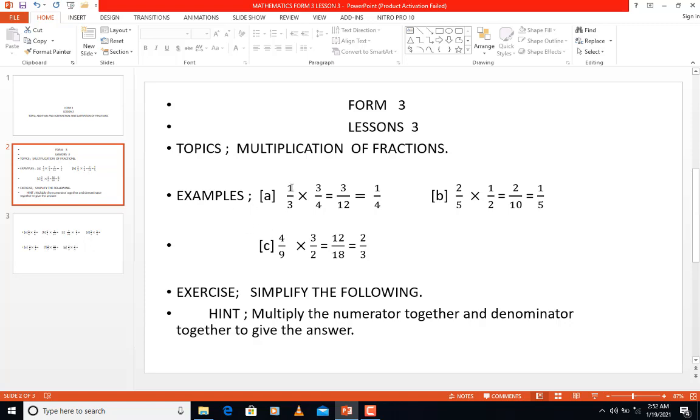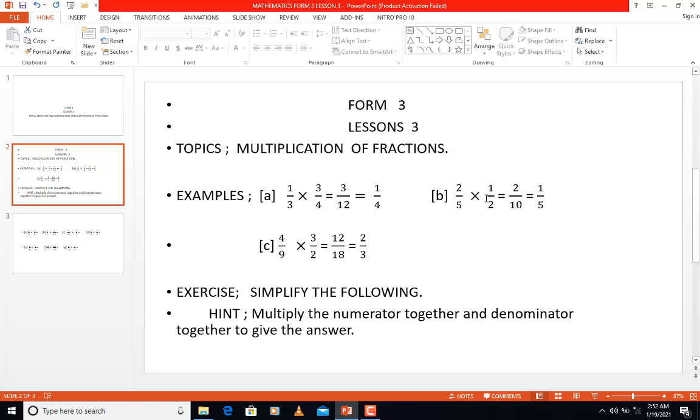Let's look at it. We can say 1 multiplied by 3 gives us 3. 3 multiplied by 4 gives us 12. Now 3 over 12 can be simplified to its simplest form. This is what I was explaining in lesson 1. What are the highest common factors? 3. 3 into 3, 1. 3 into 12, 4. So 1 over 3 multiplied by 3 over 4 is equal to 1 over 4. Now let's look at example number 2.